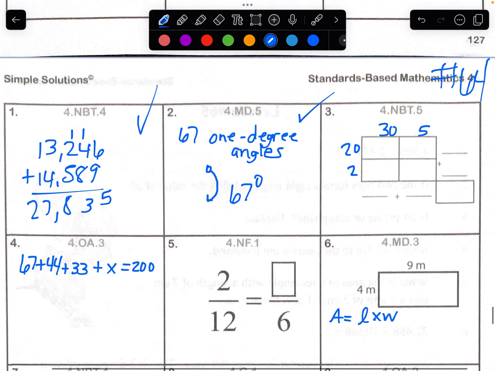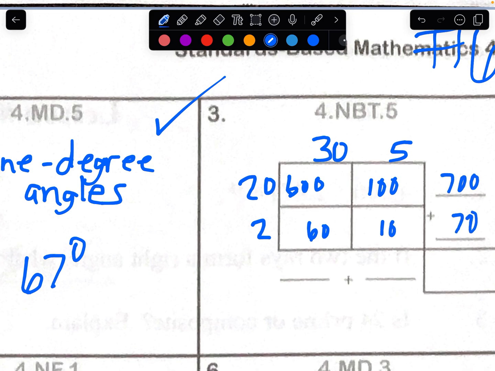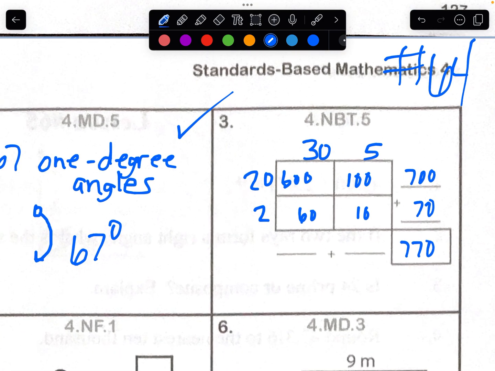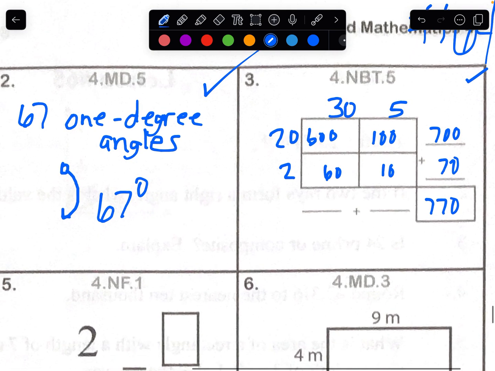All right, number 3, find the product. Our first box is 600, 100, 60, and 10. Add these up, the product is 770. 770.